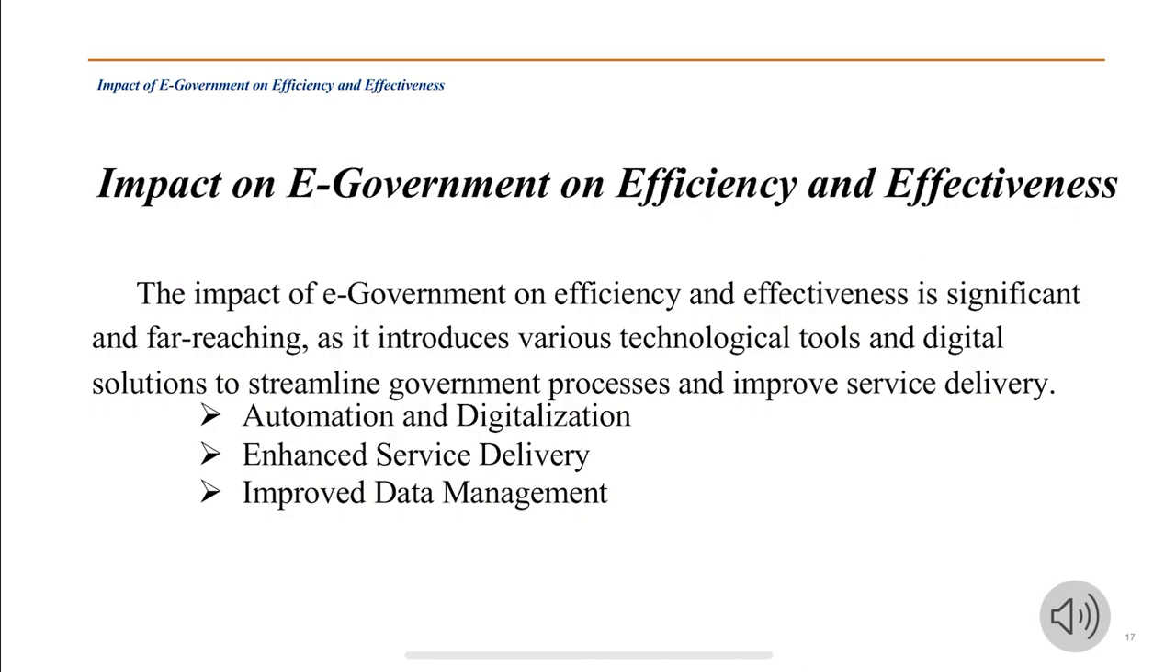Our first example is automation and digitalization. E-government replaces manual and paper-based processes with automated systems, reducing the need for physical paperwork, manual data entry, and repetitive tasks. This streamlines administrative processes, reduces processing times, and heavily minimizes errors, resulting in increased operational efficiency.